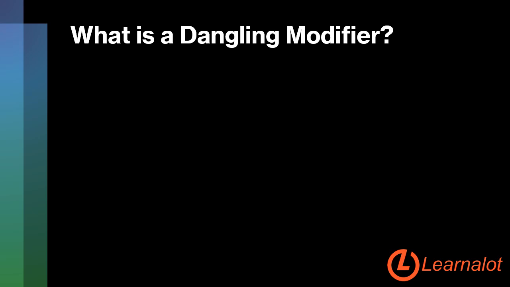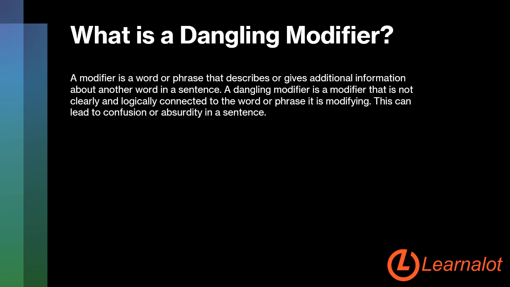First, let's define what a dangling modifier is. A modifier is a word or phrase that describes or gives additional information about another word in a sentence. A dangling modifier is a modifier that is not clearly and logically connected to the word or phrase it is modifying. This can lead to confusion or absurdity in a sentence.